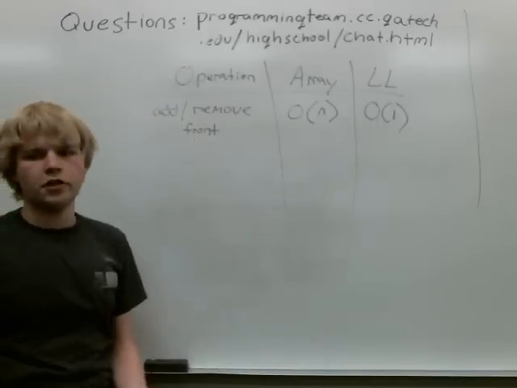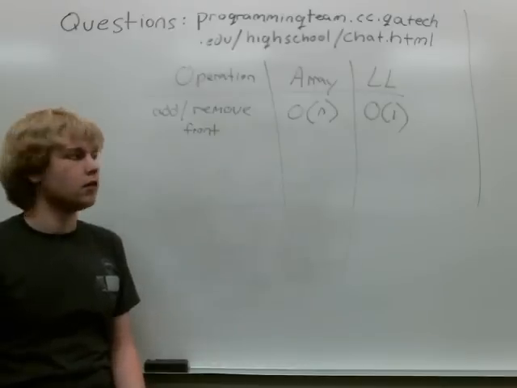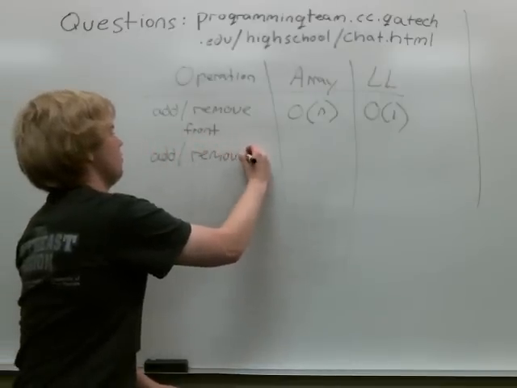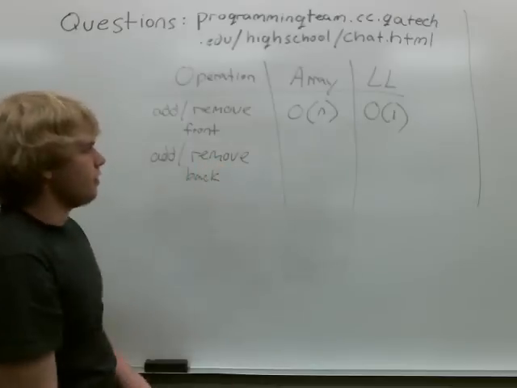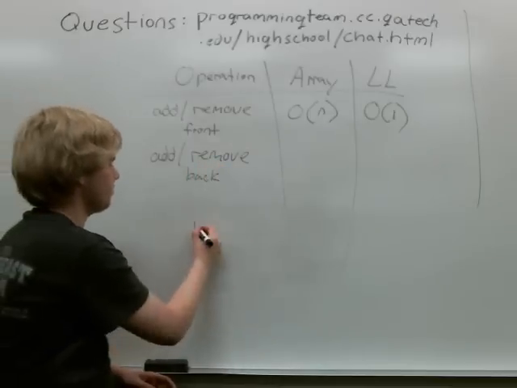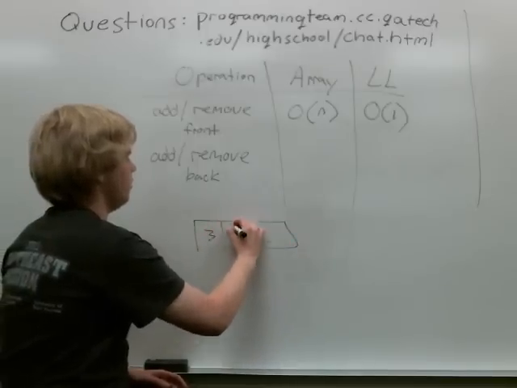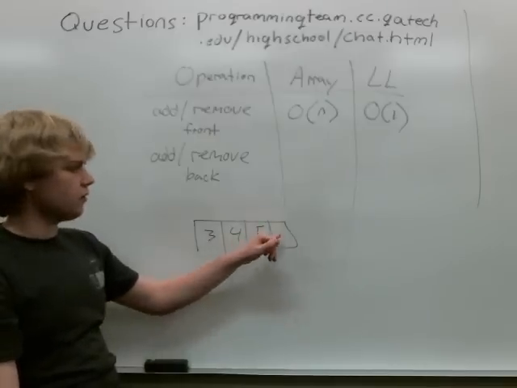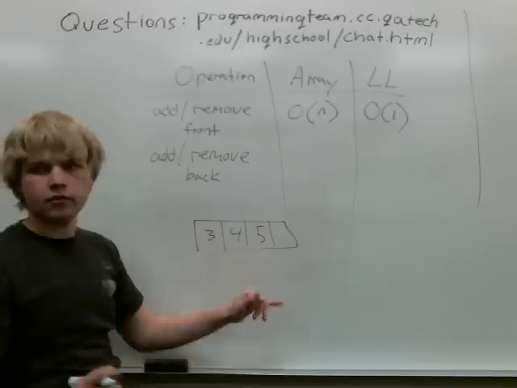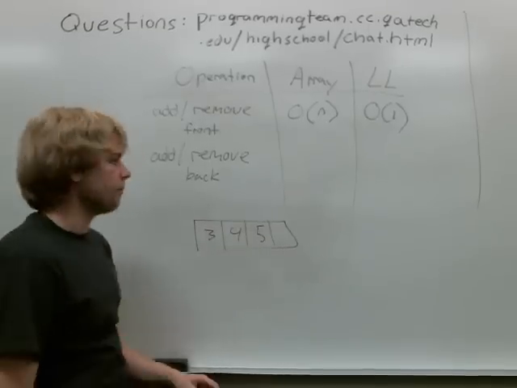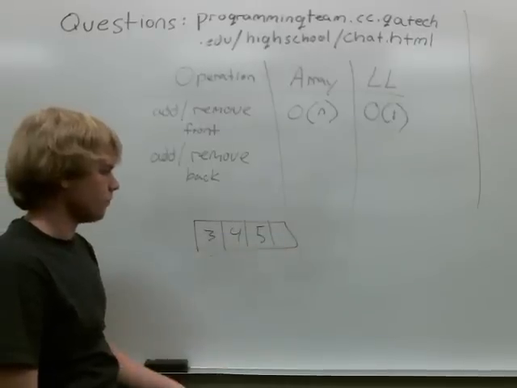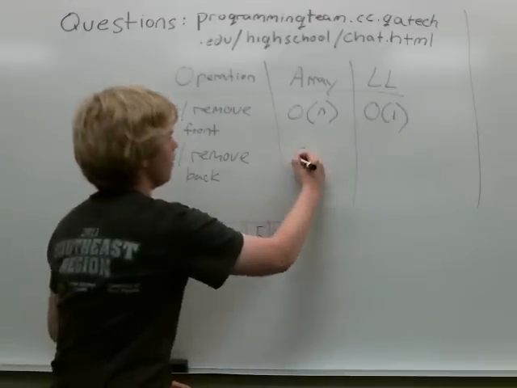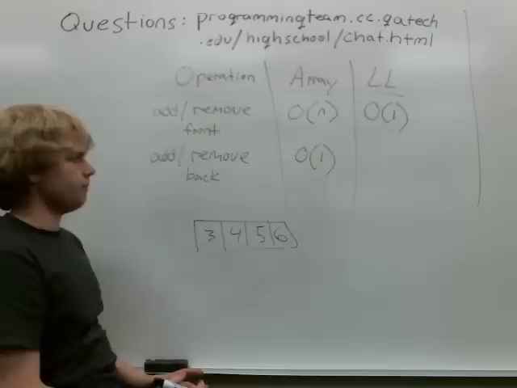Okay. So another common operation is when you have to add or remove from the back of the list. So add, remove, back. For the array this time, let's say we have 3, 4, 5. Now if we want to add 6, all we have to do is just go here and add the 6. We don't have to shift anything because we're adding it to the end this time. So for this, it's going to be O of 1, because there's no shifting involved.